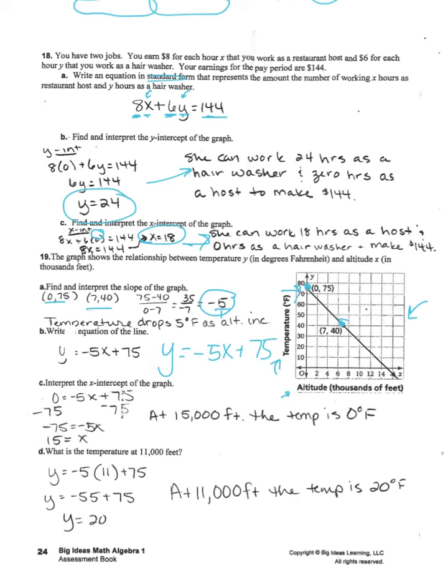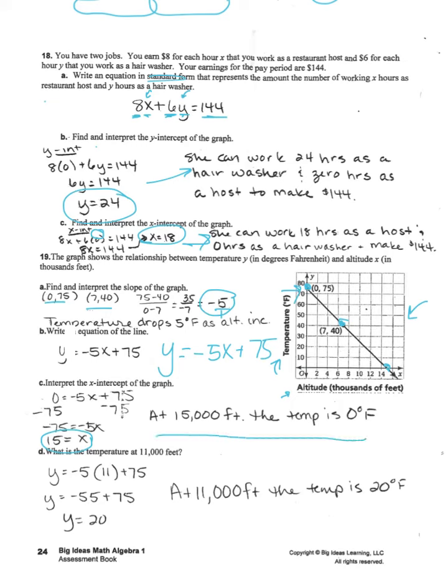So interpret your x-intercept. Plug 0 in for y, and you'll get x equals 15. So what that means is that when your x-intercept is 15, down here, it is 0 degrees. So at 15,000 feet, the temperature is 0 degrees.